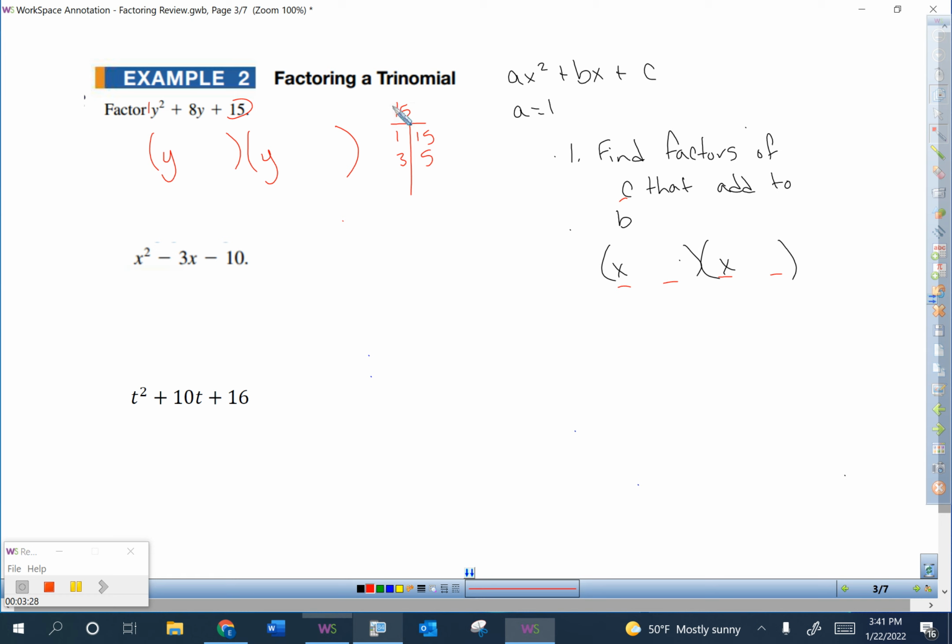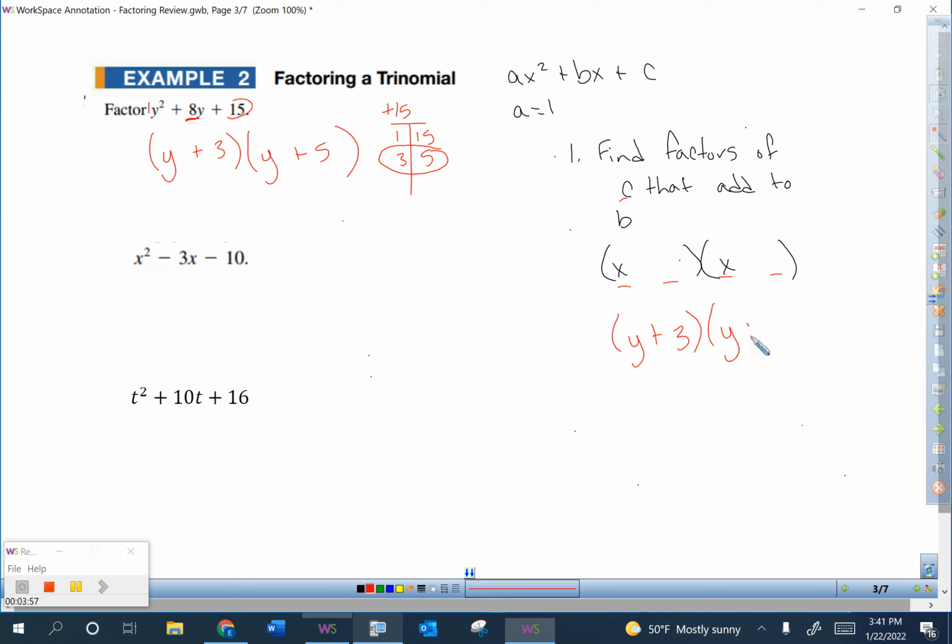From here, since this was a positive 15, our signs have to be positive positive or negative negative, and we want to build in the middle term. So we want numbers that add to be 8. The only ones that would work here are 3 and 5. Because it was a positive 8, it's plus 3 and plus 5. And how this works is it's really backwards from the process of FOILing.